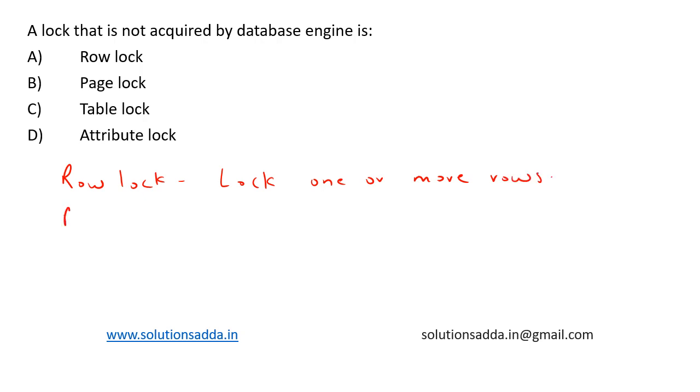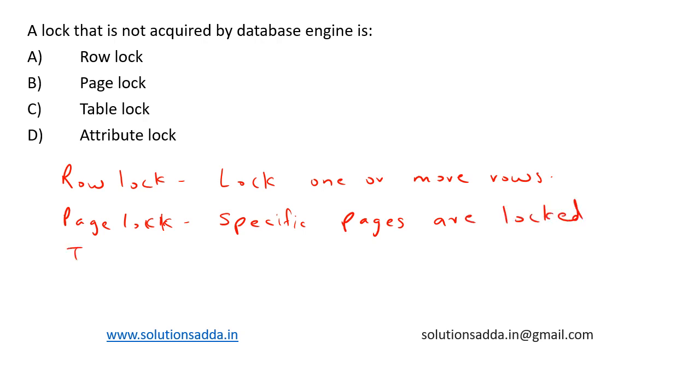And a page lock. A page lock is a database lock that restricts access to a specific page of data within a table. It is useful in scenarios where data is organized into pages and allowing only one transaction at a time to access the page. So here what happens is specific pages are locked.